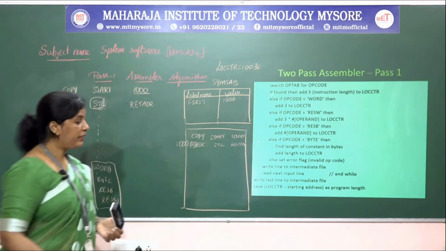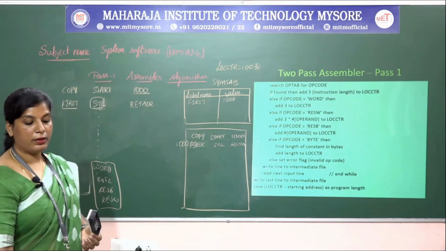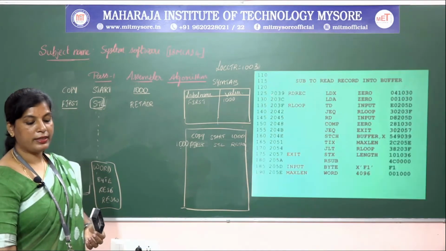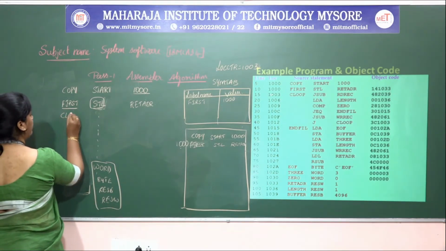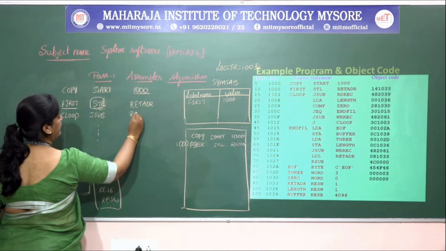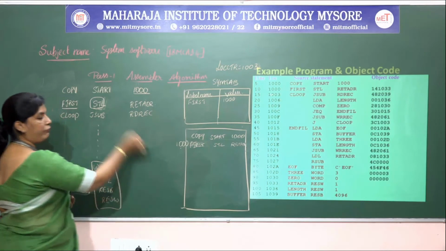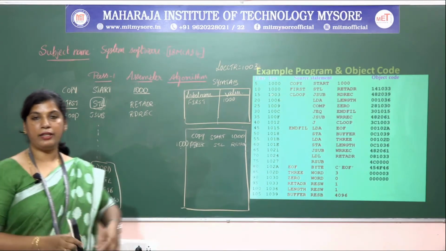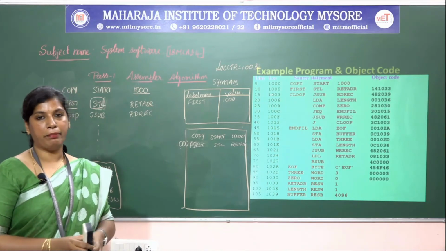So within that same program, next it is going to read the next input line. What is the next input line in the same program? Here, CLOOP JSUB RDREC. You can observe that it won't touch the operand field anywhere. It won't touch any operand field anywhere here during Pass 1.